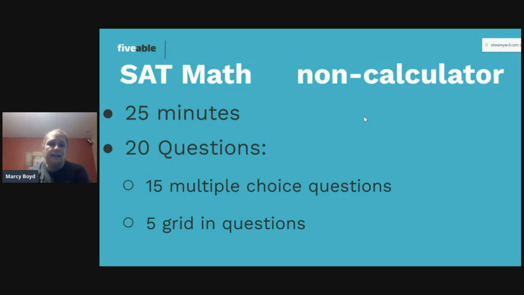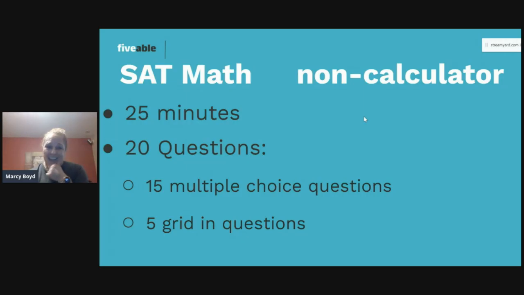Non-calculator section, again, is section 3. So we're concentrating on section 3, which is the non-calculator, and then we'll follow that up with the calculator section. So starting out, our non-calculator section, our third section in the SAT, is our math. We will have 25 minutes to do 20 questions.